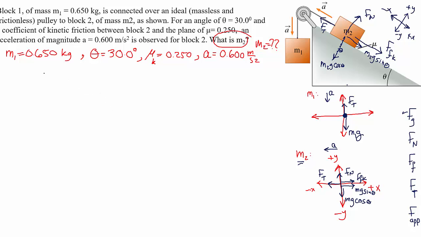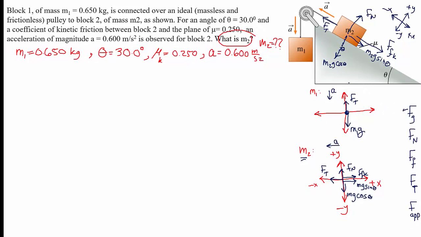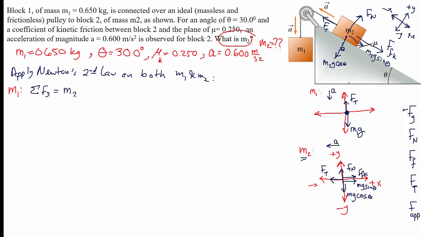Alright, so now let's go ahead and apply Newton's law on M1 in the y direction, since there are no x direction forces on both M1 and M2. For M1, the sum of the forces in the y direction equals M1 times A, and A here is in the negative y direction. It will be M1 times negative A.